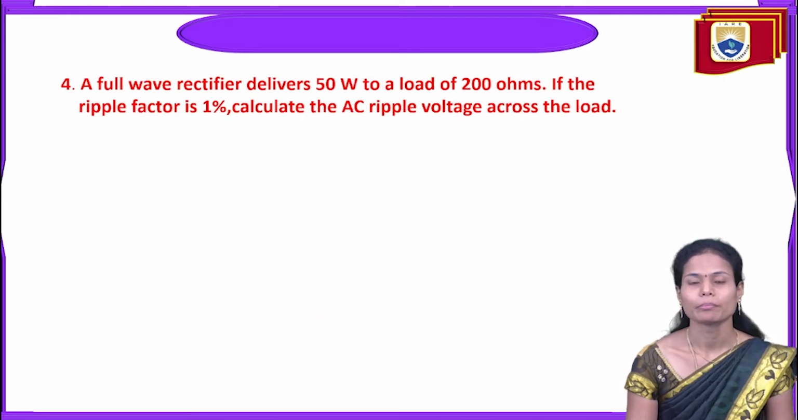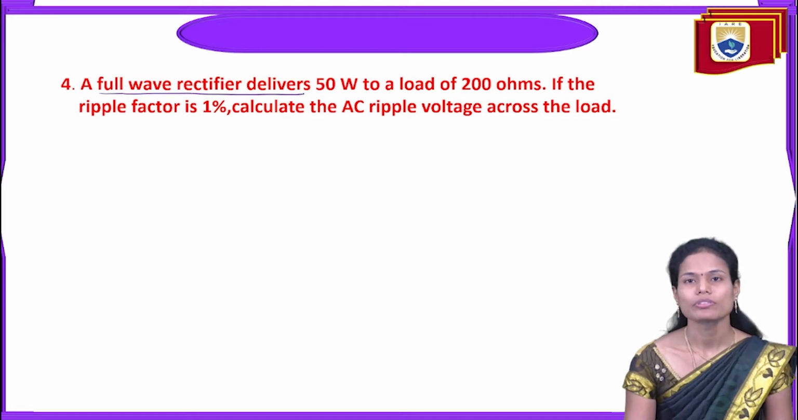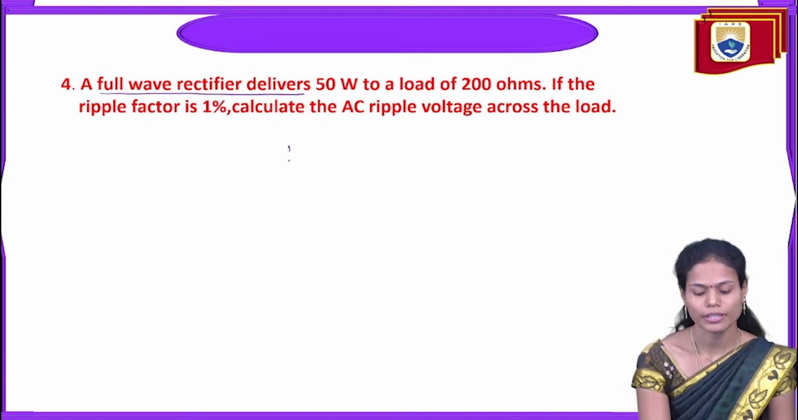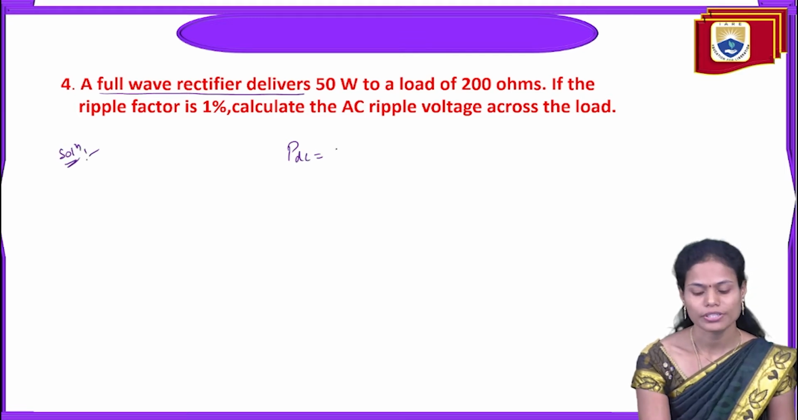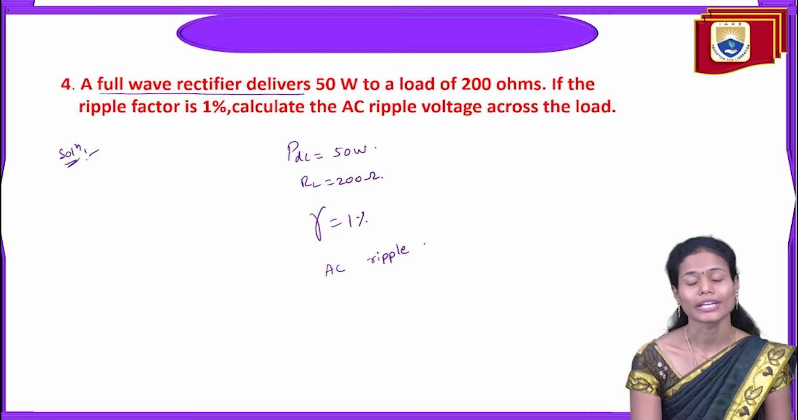And the next problem is related to the rectifier, that is the full wave rectifier. The full wave rectifier is delivering 50 watts to a load of 200 ohms. That is, the DC power PDC is given as 50 watts, the load resistance is given as 200 ohms, and the ripple factor is given as 1%. From this we need to calculate the AC ripple voltage, that is, how much AC ripple voltage we are getting from the rectifier along with the DC content.